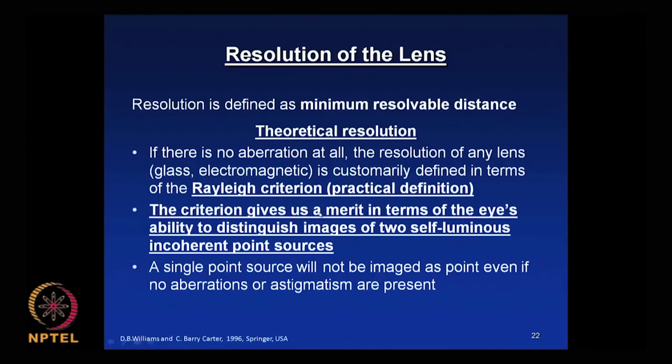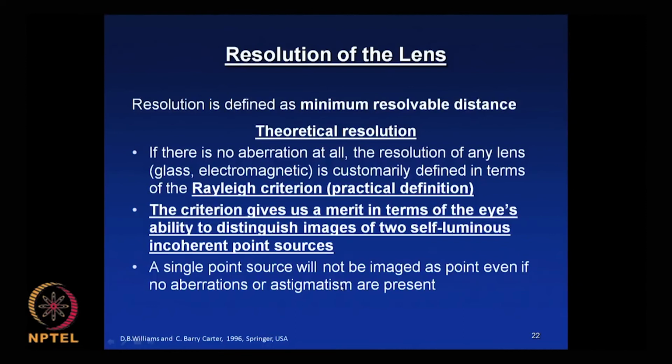The criterion gives us a merit in terms of the eye's ability to distinguish images of two self-luminous incoherent point sources. I will read it again: the Rayleigh criterion gives us a merit in terms of the eye's ability to distinguish images of two self-luminous incoherent point sources. A single point source will not be imaged as a point even if no aberrations or astigmatisms are present.